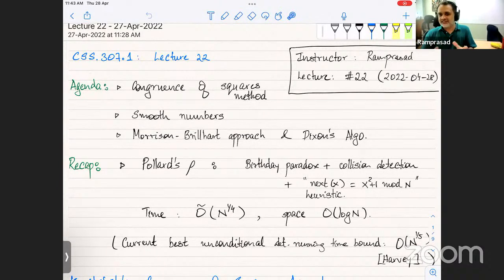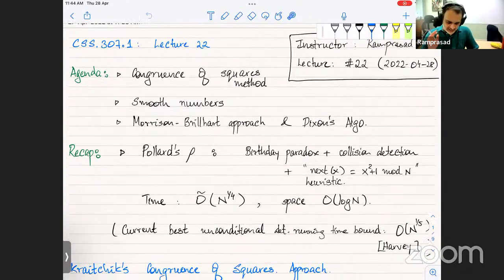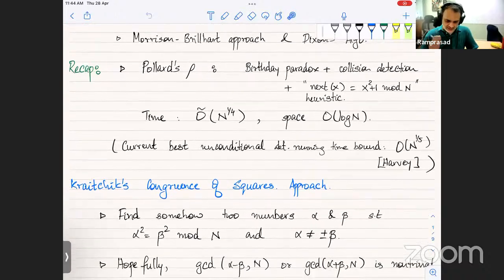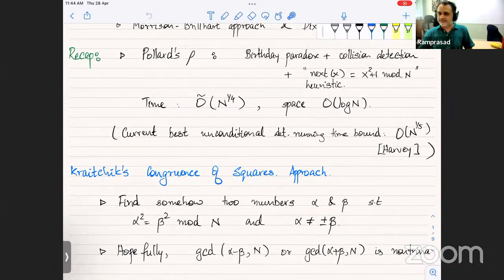But in today's class, one of the things we will see is a rigorous randomized algorithm whose running time will be sub-exponential. And that's what Dixon's algorithm is. So that's what we'll eventually get to by the end of today's lecture. Okay, so let's just proceed with Kraitchik's congruence of squares approach.